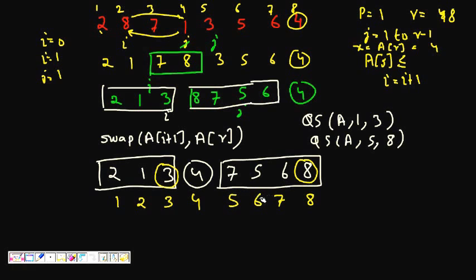So now we see that this is at the sorted position. It will call quick sort for the left subarray, which is this, and right subarray this. So these are all just single element arrays. So these are already sorted. So we get a sorted array. Okay. So this was about quick sort.